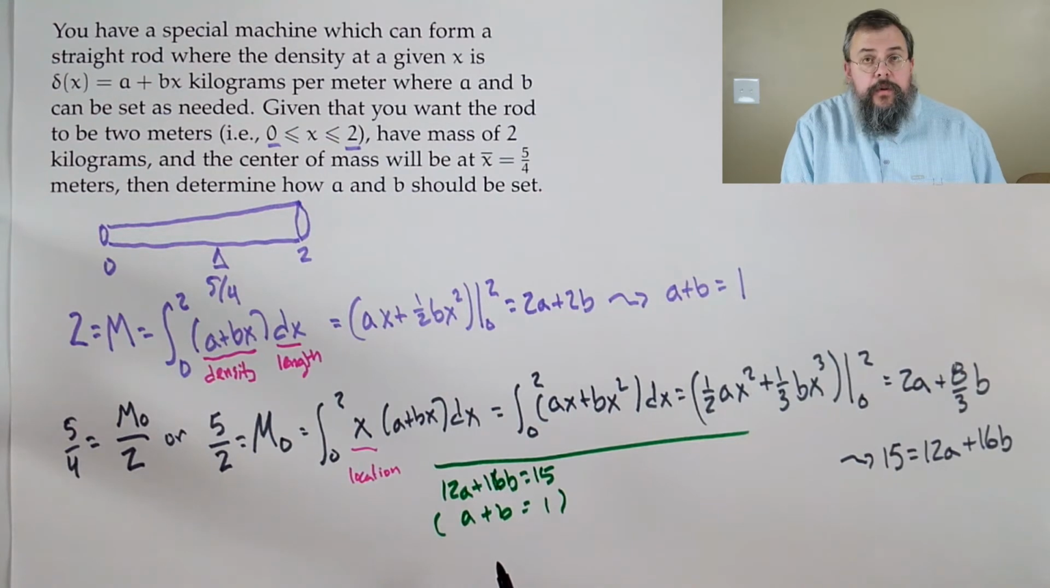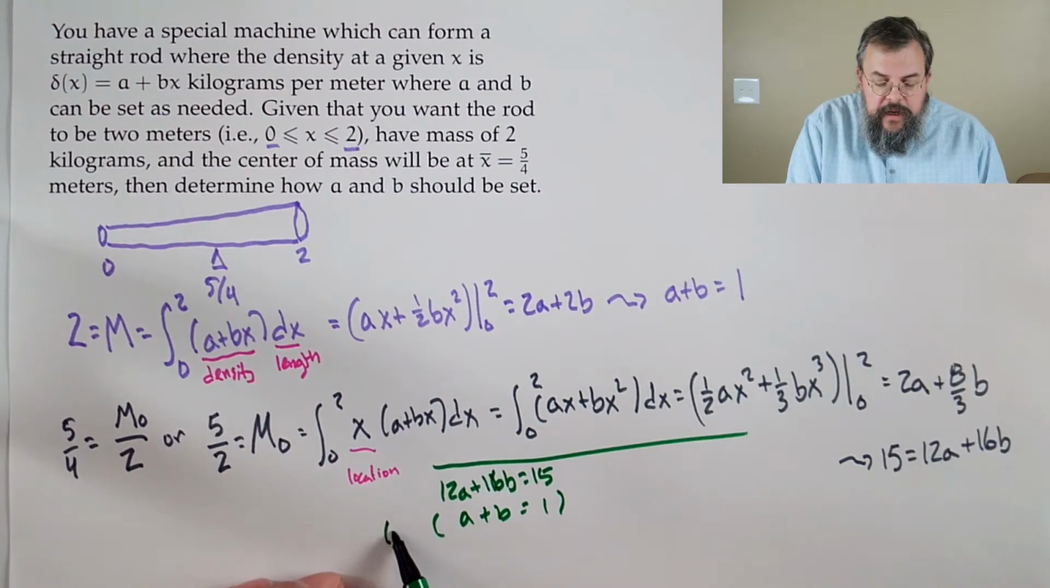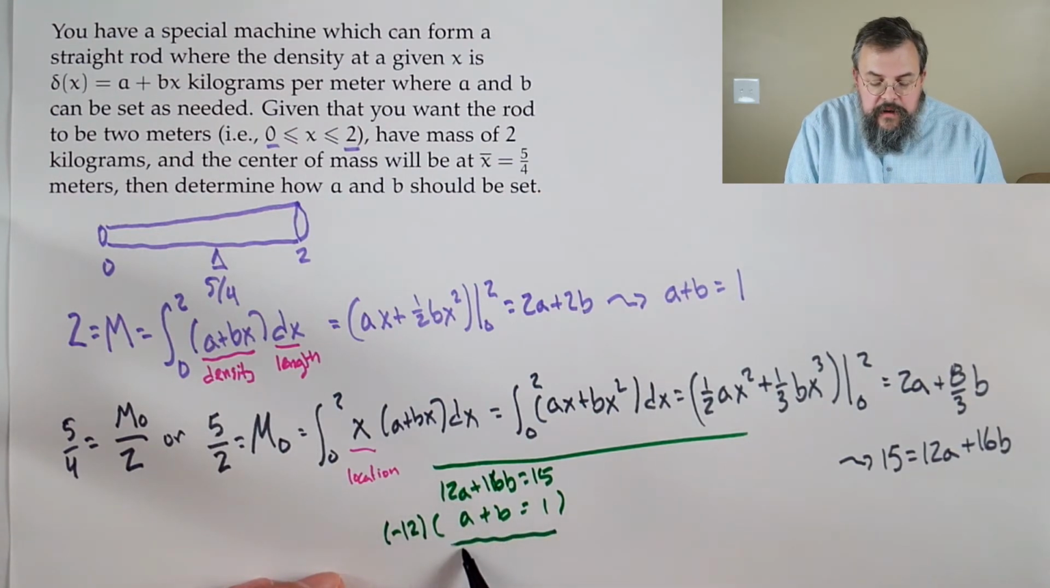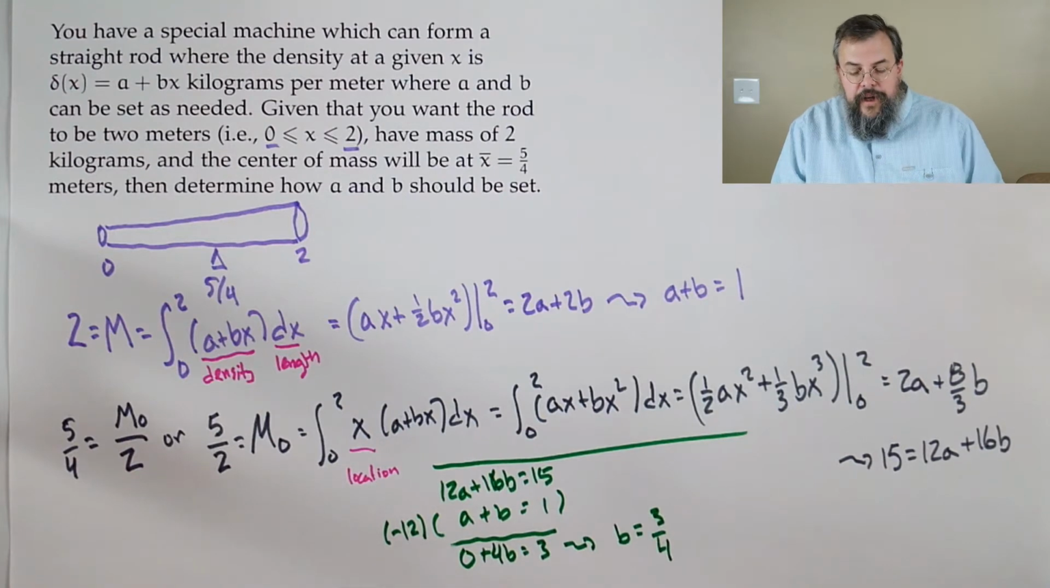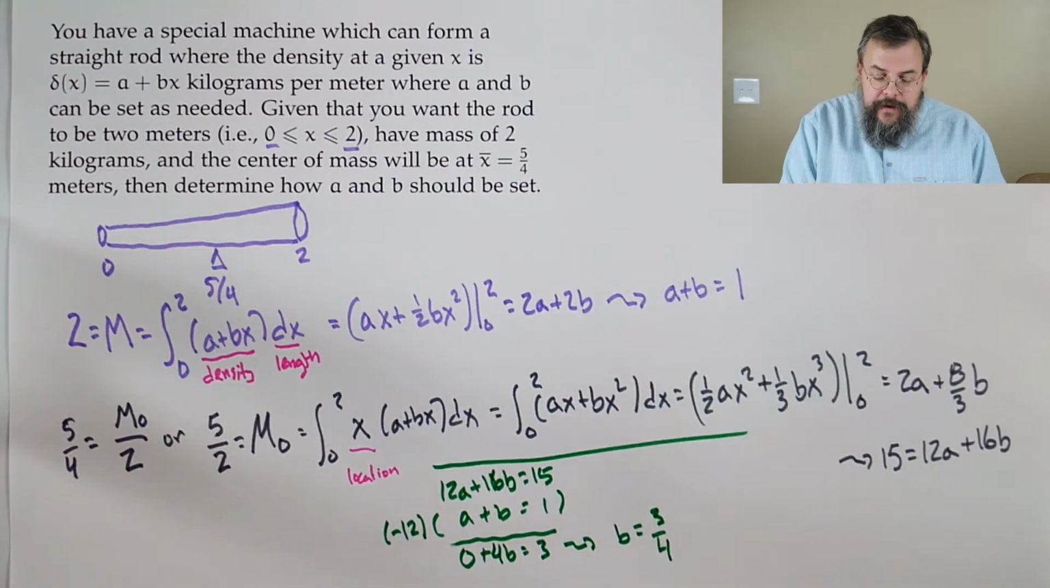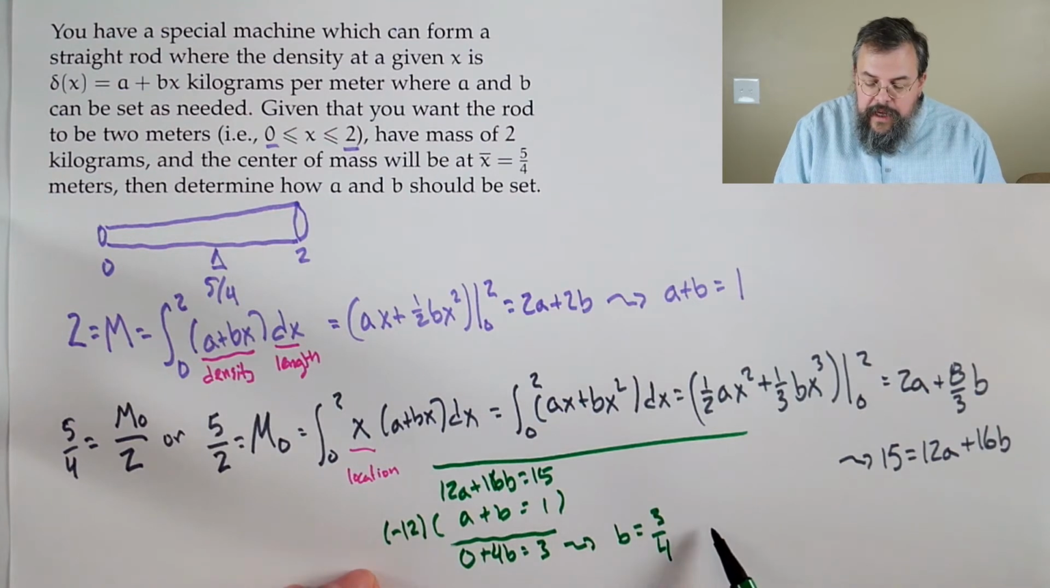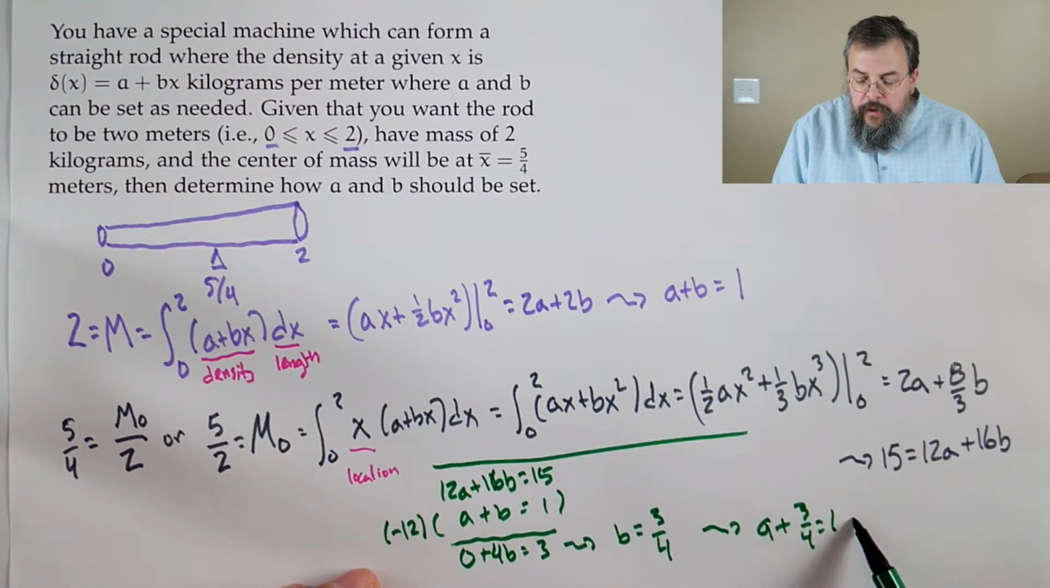Well, to do that, we would multiply by negative 12. If we do that, 12a minus 12a would be 0. 16b minus 12b is 4b. And 15 minus 12 is 3. So that leads us to the conclusion that b should be 3/4. Okay? Well, how about a? Now, look, I can substitute in. So that tells us that a plus 3/4 has to equal 1, or a should be 1/4.